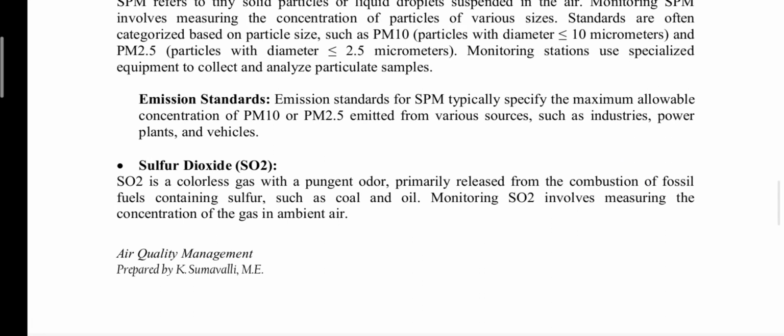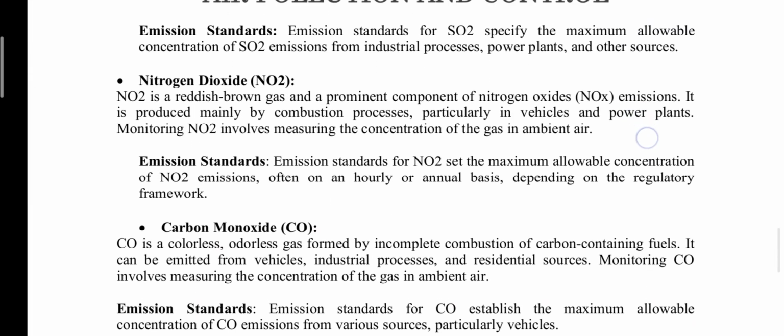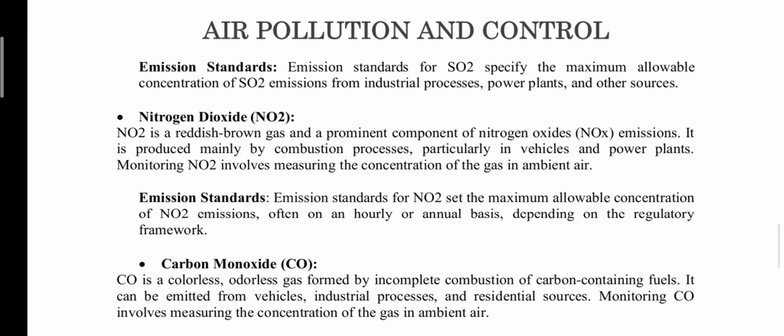Sulfur dioxide. So what is sulfur dioxide? It is a colorless gas pollutant, primarily released from the combustion of fossil fuel containing a high amount of sulfur. Monitoring SO2 involves measuring the concentration of SO2 in the atmospheric air. Emission standards for SO2 specify the maximum allowable concentration of SO2 emission from industrial processes.